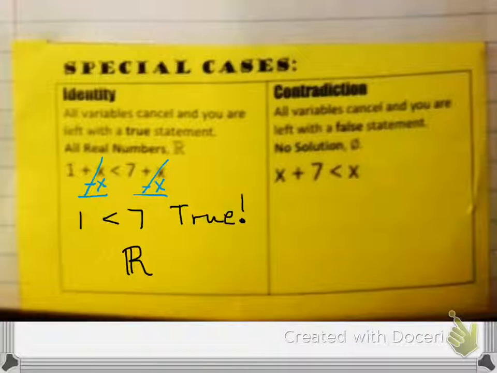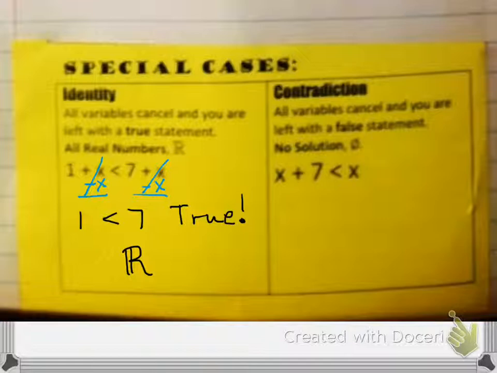On the other side, it shows you the contradiction. Also on contradictions, all variables are canceling out, but this time you're left with a false statement. The solution to these is no solution, and you write that as a 0 with a line drawn through it. So here's another example, x plus 7 less than x.